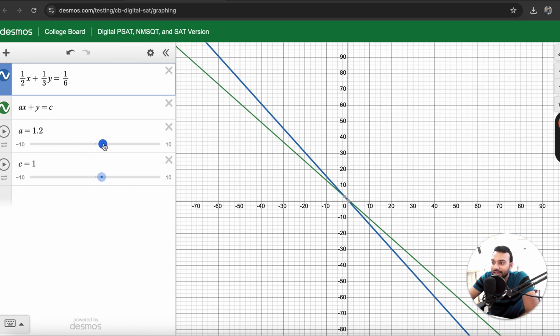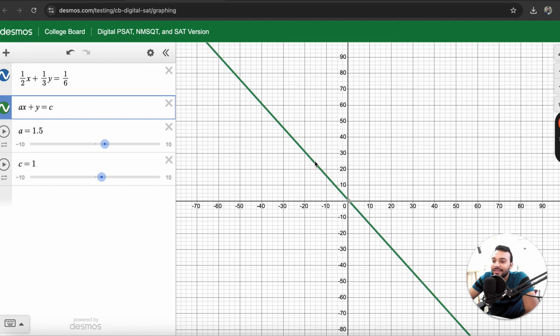So as I change the value of A, it's coming closer to blue, and there you go. Both are coinciding now. A is equal to 1.5. So we directly get the value of A as A is equal to 1.5. All are coinciding.